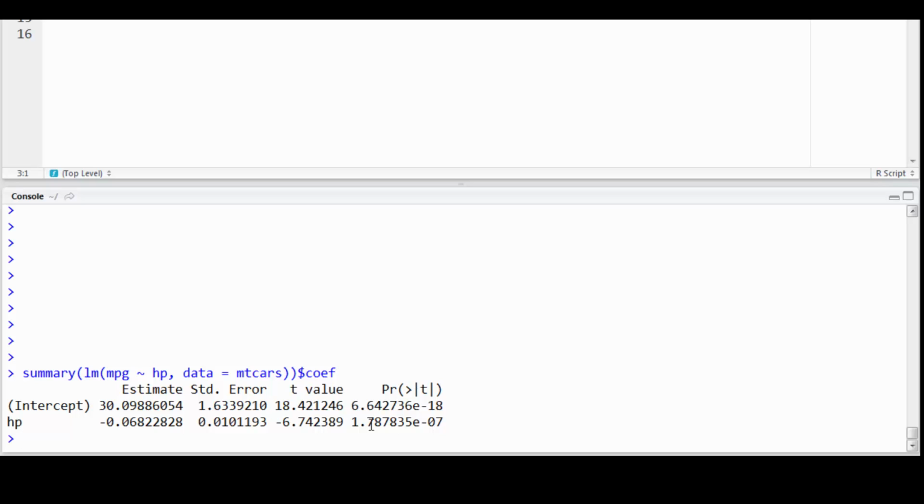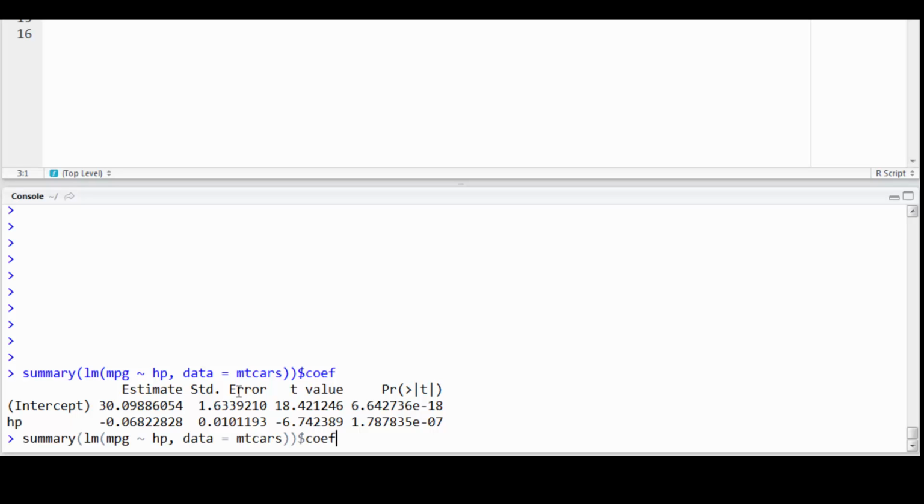This relationship is highly statistically significant, suggesting that if we were to test a hypothesis that this slope coefficient is zero, we would reject the null hypothesis. Our intercept is the estimate of the miles per gallon for a zero horsepower car. Of course, that's not a meaningful estimate.